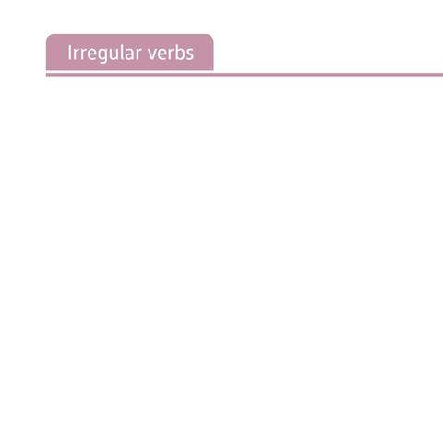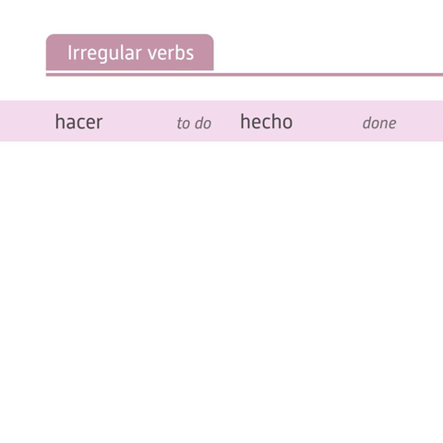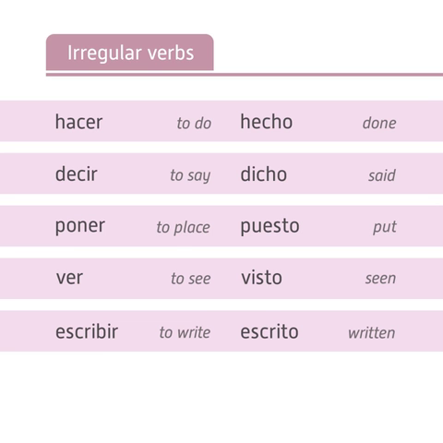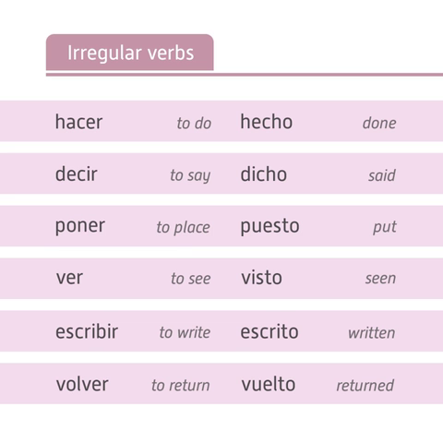Let's finish off the pod by looking at some of the most common irregular verbs. These verbs do not follow the usual rules. We have Hacer, meaning to do, becomes hecho, done. Decir, meaning to say, becomes dicho, meaning said. Poner, meaning to place, becomes puesto, meaning put. Ver, meaning to see, becomes visto, meaning seen. Escribir, meaning to write, becomes escrito, meaning written. And finally, volver, meaning to return, becomes vuelto, meaning returned.